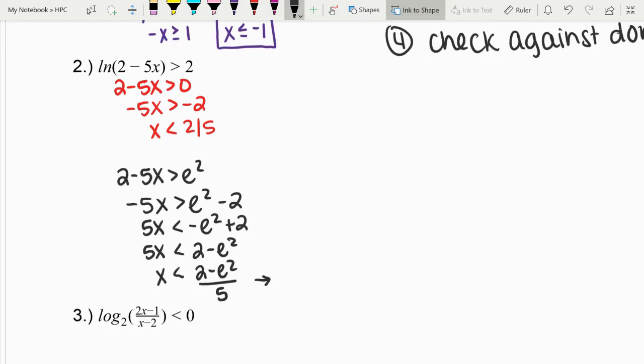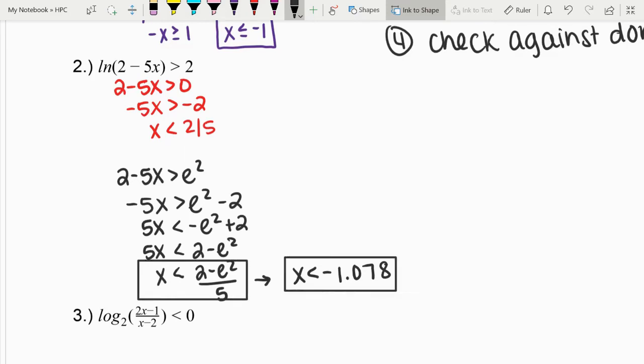If you do, you will end up having x is less than negative 1.078. Either one of these answers would be fine, unless it specifies to round to a certain number of decimal places. We do want to verify that that satisfies our domain. Our domain said that x has to be less than 2/5, and we ended up having x is less than negative 1.078. So that does satisfy this domain.